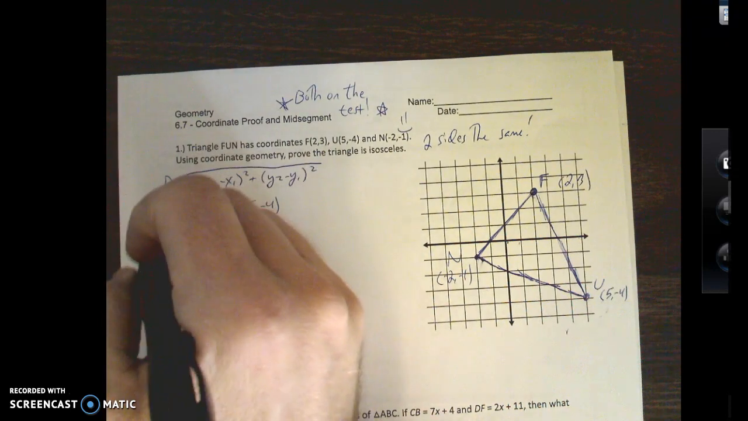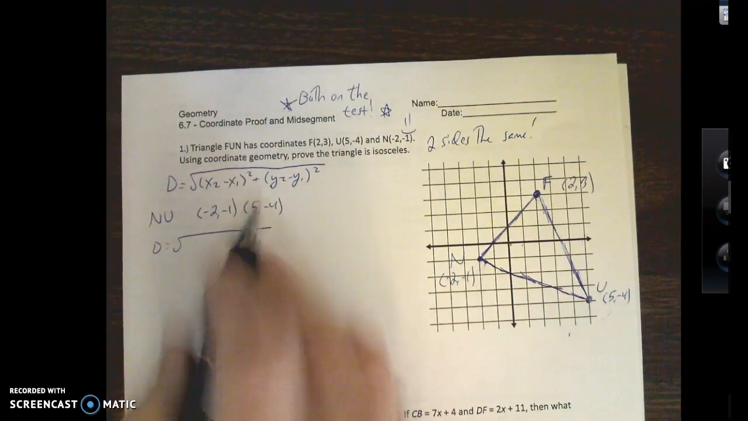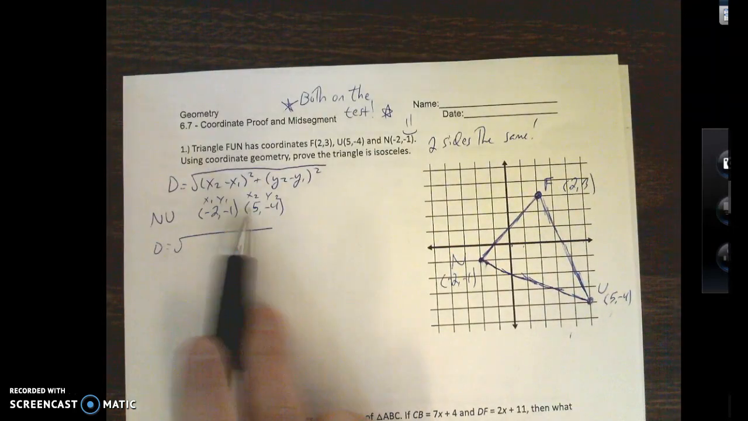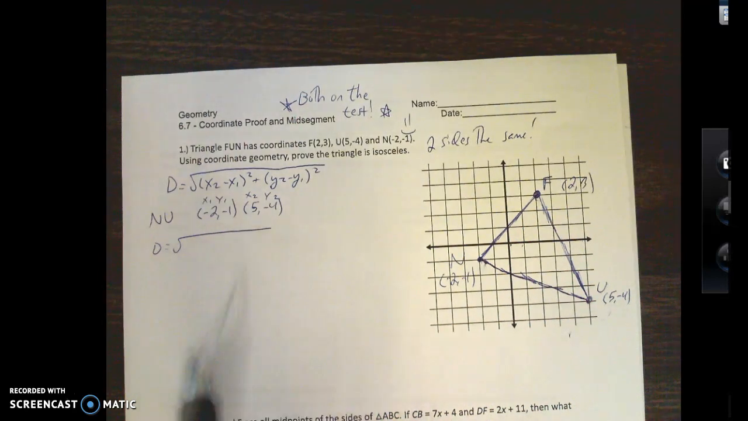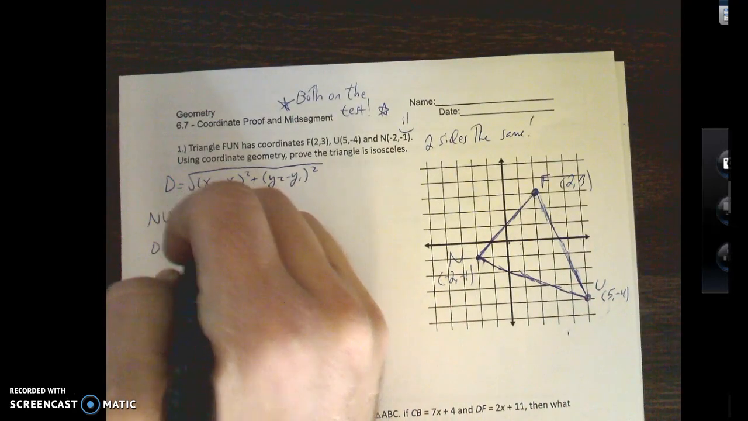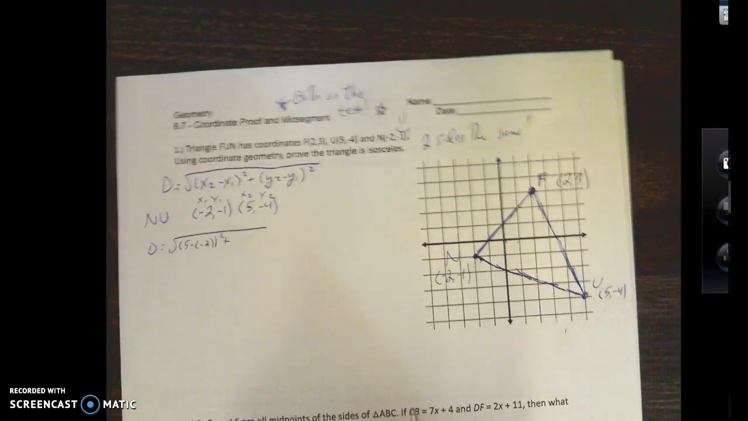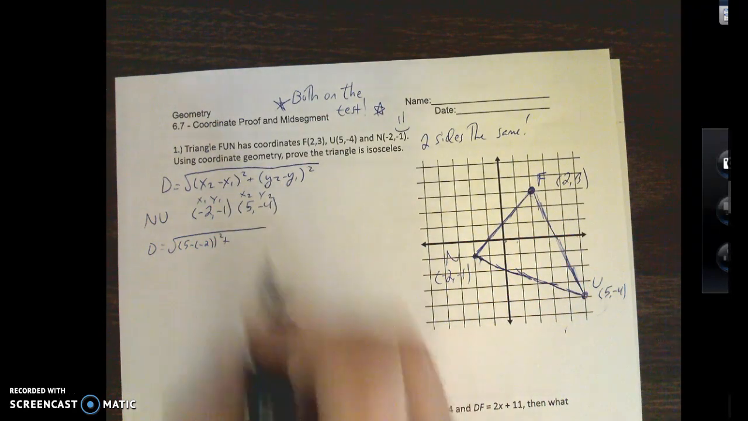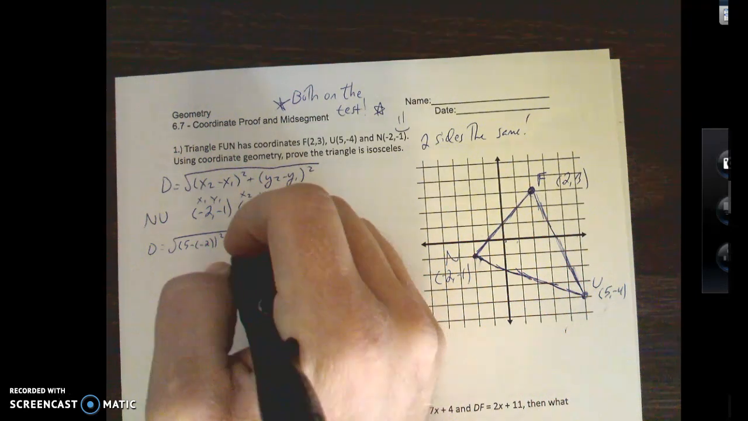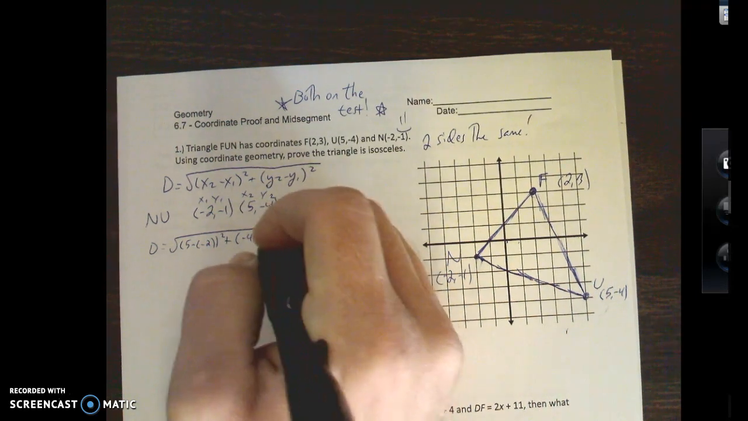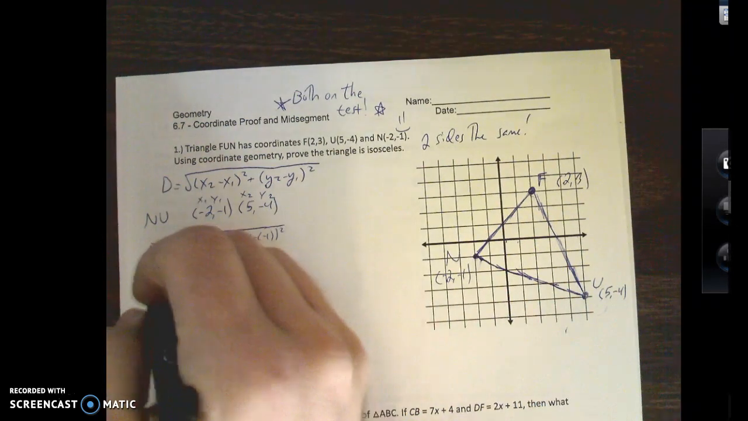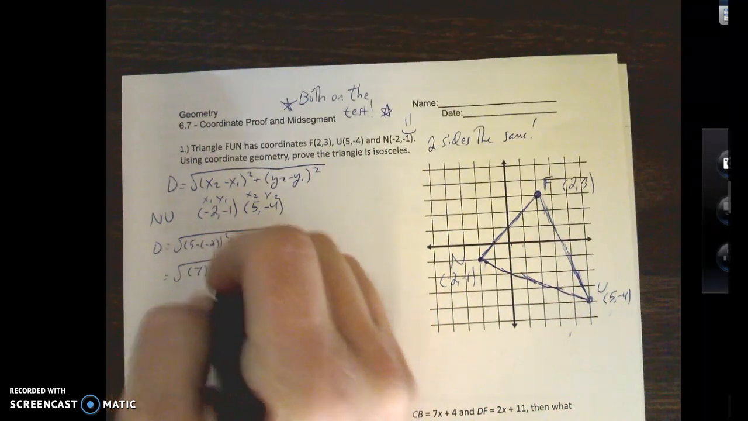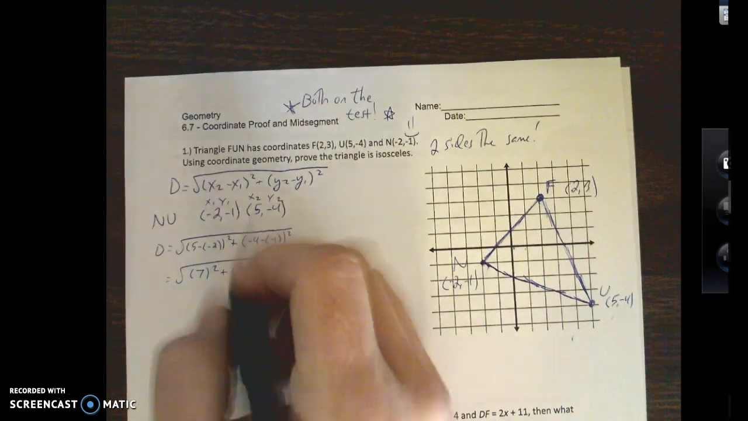Alright? So we're looking at, I'll label them for you, x1, y1, x2, y2. So we're looking at 5 minus negative 2 squared plus, just following the equation, which will be given to you, y2 minus y1 is negative 4 minus negative 1. Alright, well, this is mostly calculator work. 5 plus 2 is 7. Negative 4 plus 1 is negative 3.